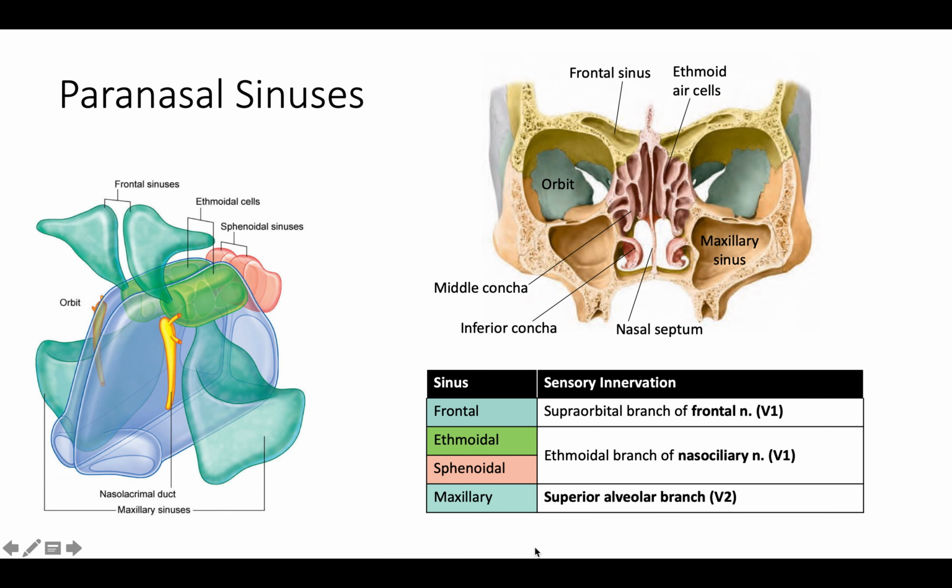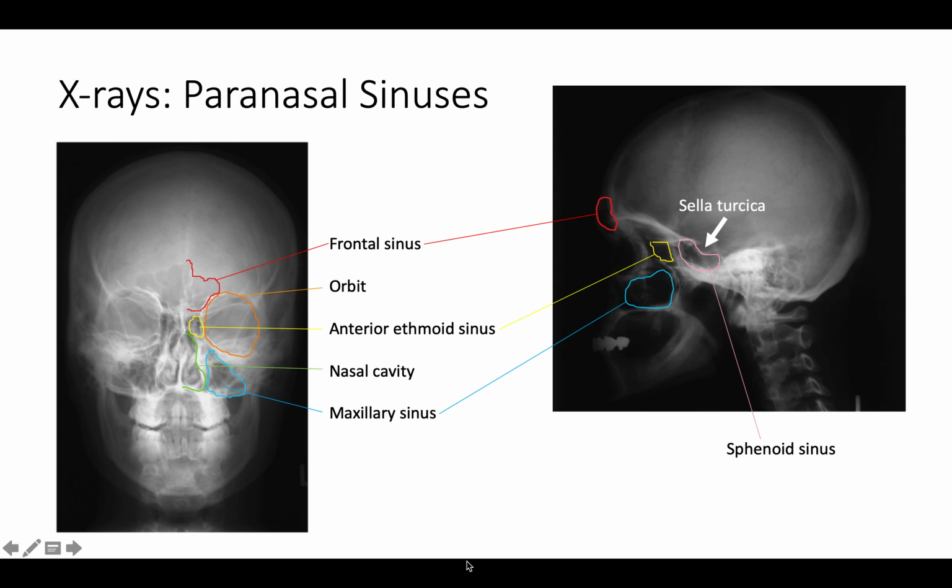Okay, so we've got paranasal sinuses. Our frontal portion is going to be innervated by that supraorbital branch of the frontal nerve, V1. Ethmoidal and sphenoid are the ethmoidal branch of nasociliary, V1. And then maxillary is going to be the superior alveolar branch, V2. And you can see it color-coded in these pictures right here.